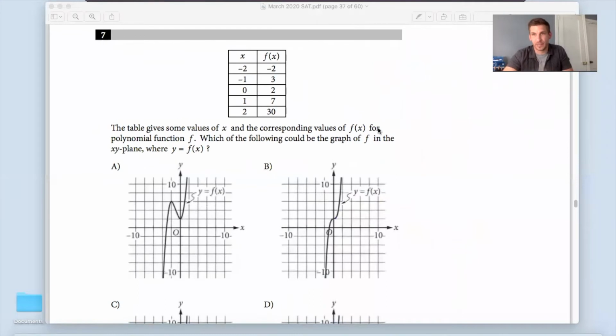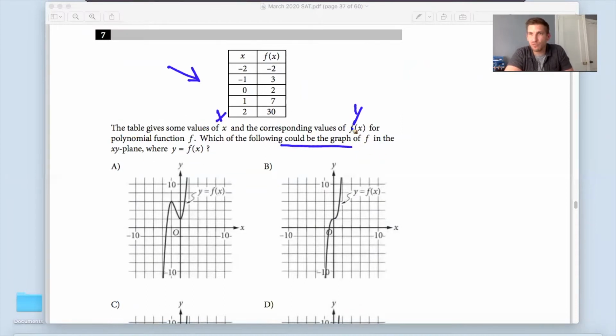Question 7 is getting a little bit more complicated. It seems like there are some functions being thrown in here. First of all, I want to skip this until I know what they're asking for. And then it says the table gives some values of x and the corresponding values of f of x for the polynomial. Whenever I see x and f of x, I'm immediately thinking y and x, or x and y, which is fine. It could be the graph of f in the xy plane.